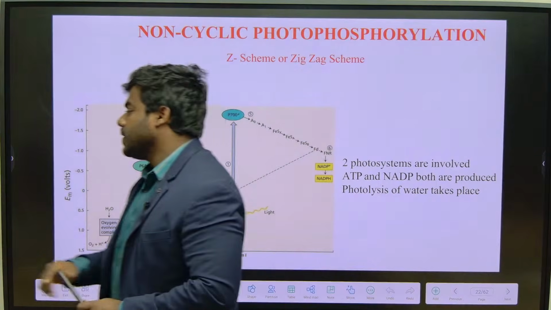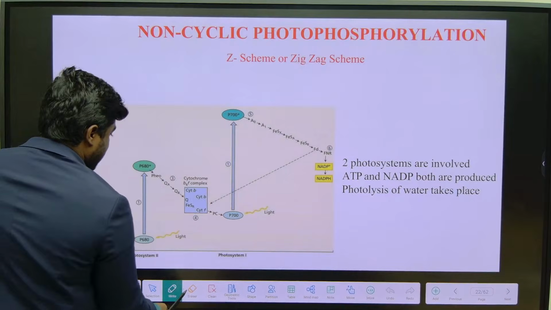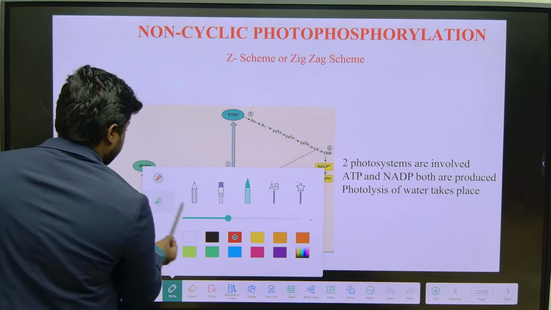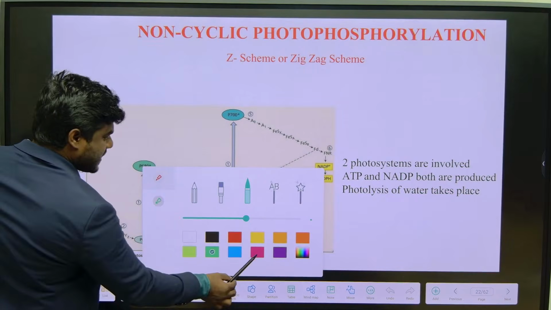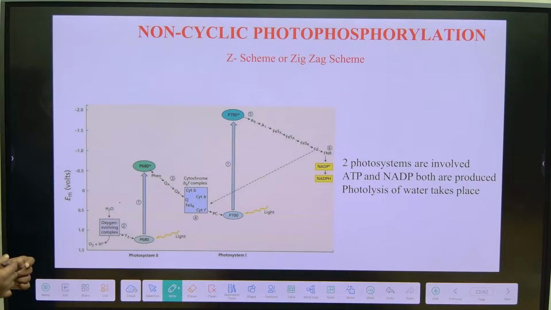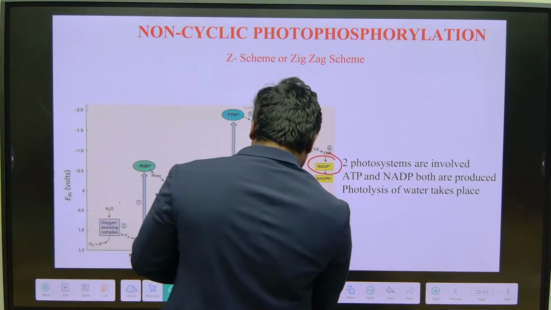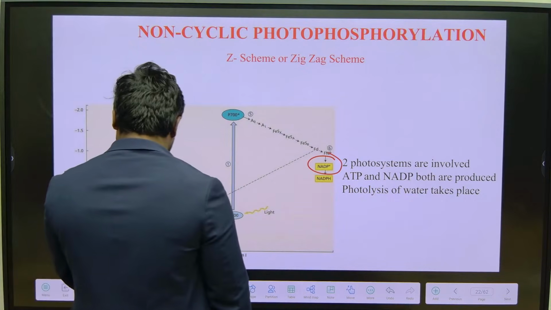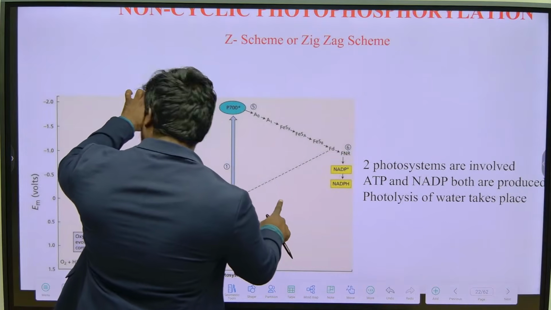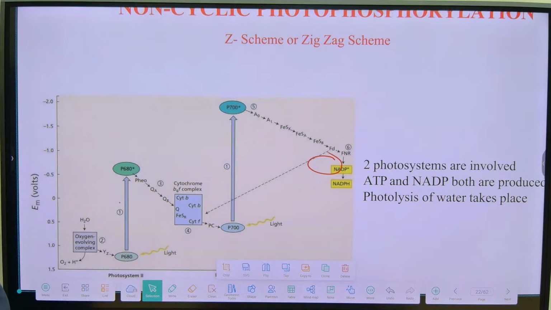All right, let's continue. In the last class, we were discussing cyclic photophosphorylation as well as non-cyclic photophosphorylation, correct? Which is the last electron acceptor involved in the production of NADPH? Which is NADP plus, correct? Which is the first electron acceptor that accepts the electron from the P700? Which is the A0. Anyone remember A0 is also called as? Very good. A0 is also called modified chlorophyll A.